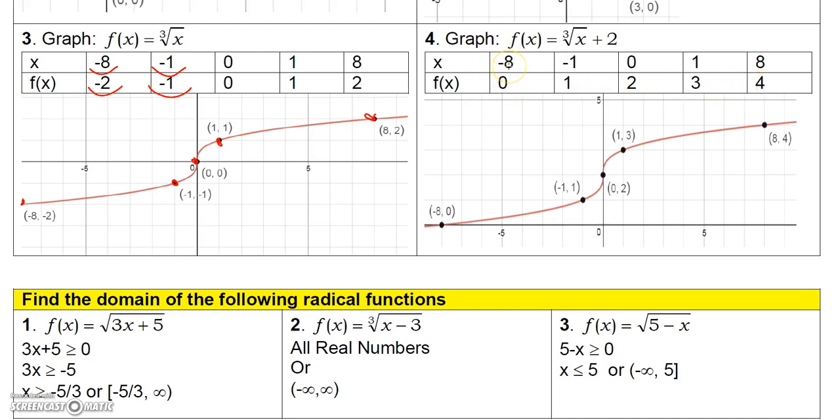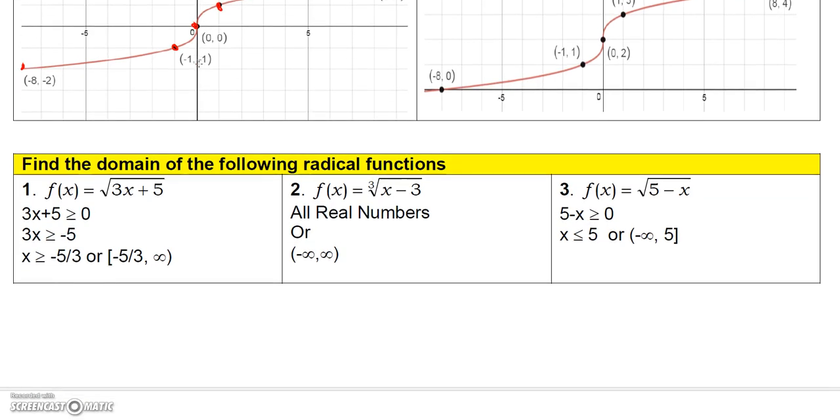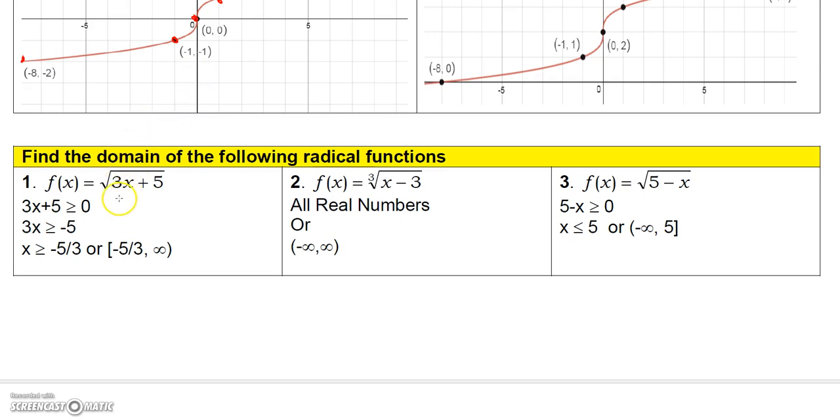So in other words, at negative 8, the y value is 0, which is right there. And at negative 1, the y value is 1, so it's going to be right there. And at 0, the y value is 2, which is right there. And at 1, the y value is 3, which is right there. And then at 8, the y value is 4, which is right there. So you can see it has the same general shape as this one over here does, but it's shifted up a couple of units. Okay, now let me just mention briefly about the domain of radical functions.